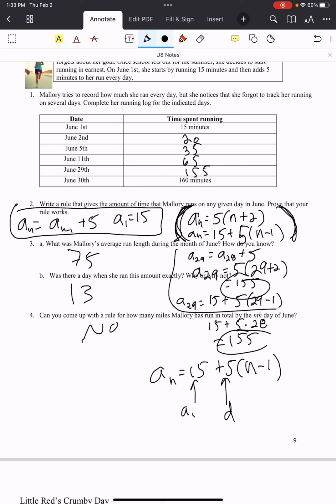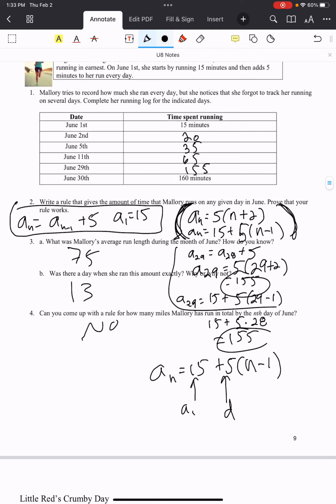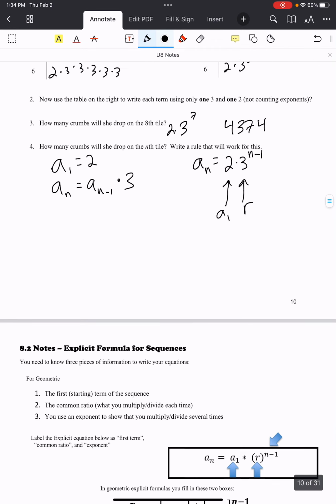So if it's arithmetic, it's in parentheses, and if it's geometric, then it's like an exponent. So then you just find the first term and then the rest.